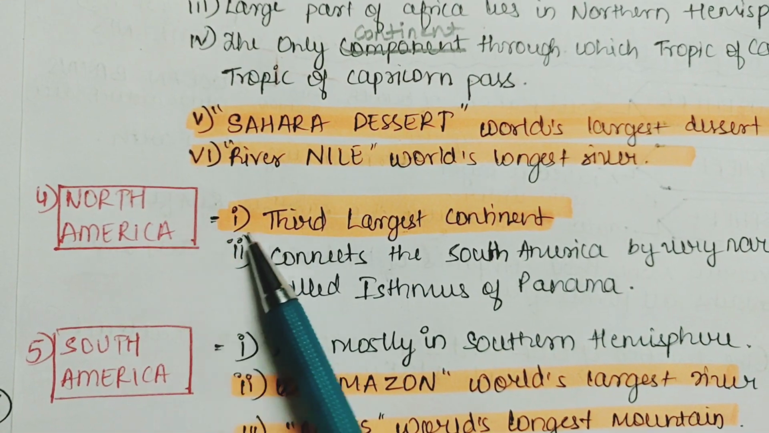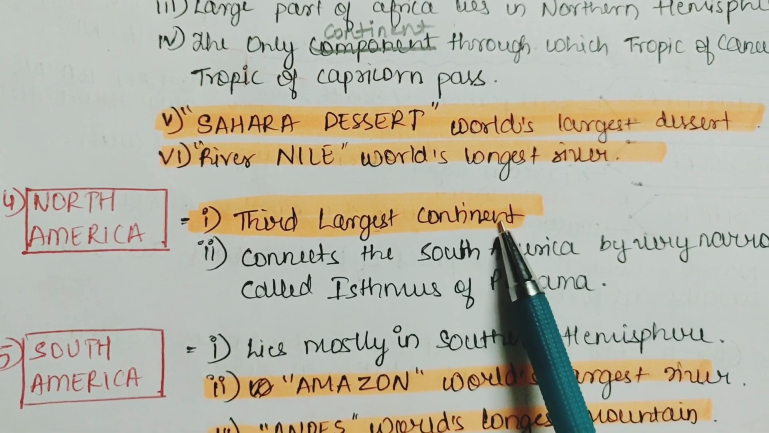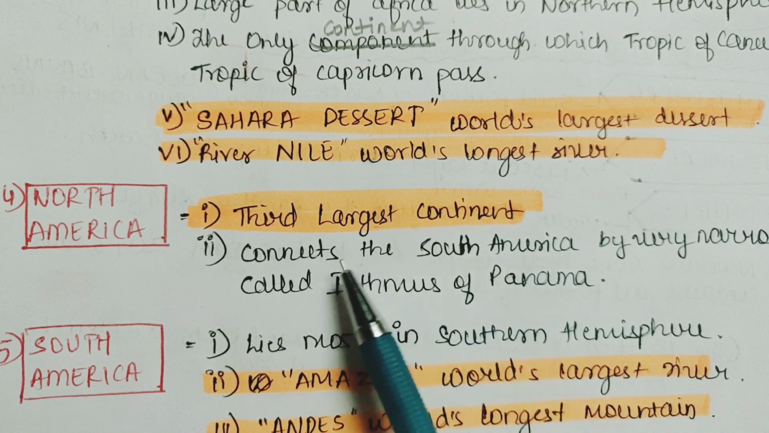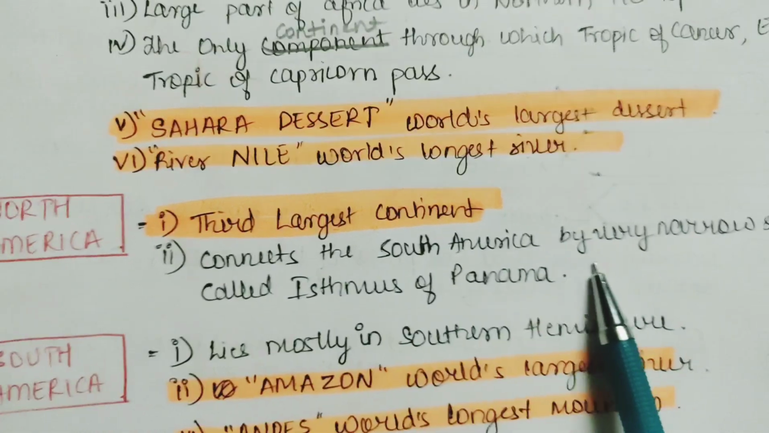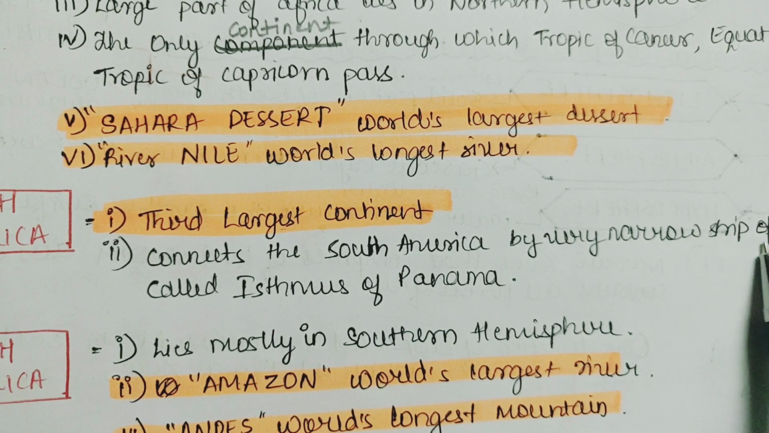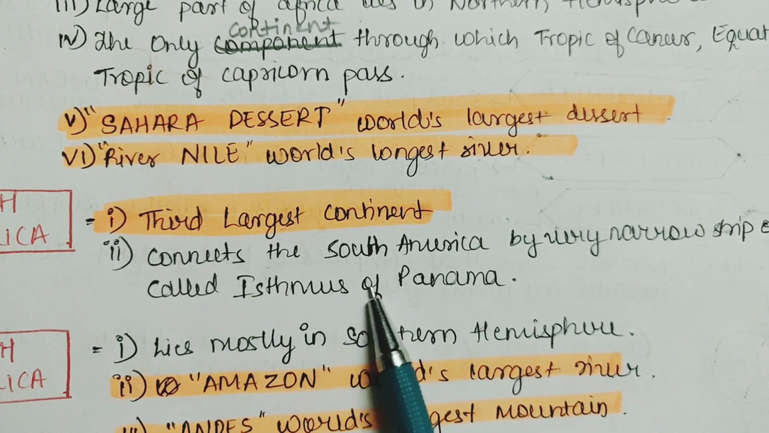North America. North America is the third largest continent in the world. North America connects to South America by a very narrow strip of land called the Isthmus of Panama.